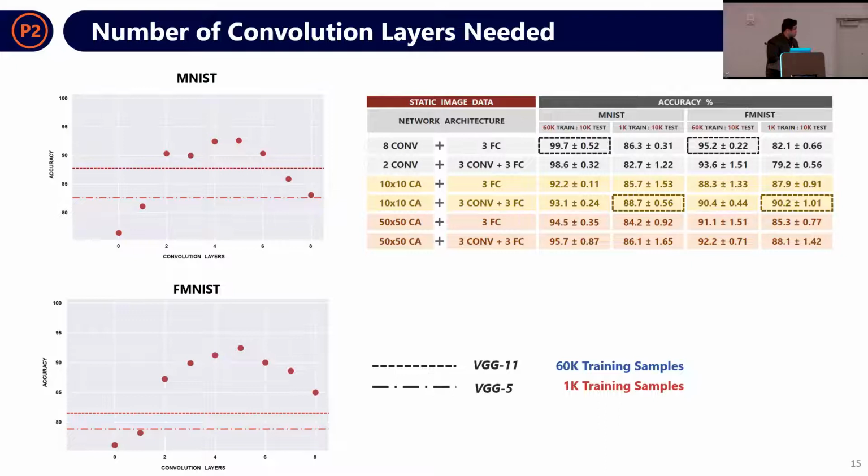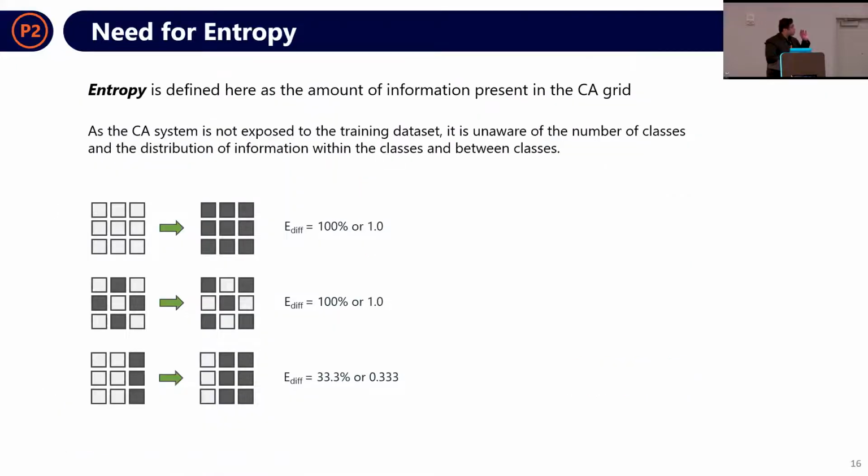separate those patterns. So what I realized was missing was, because the CA doesn't actually see the data set, it kind of struggles with understanding how this new data set corresponds with the old data set that it was trained on. So what was missing was entropy.